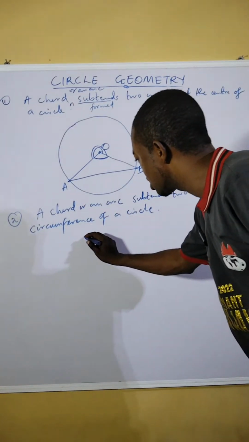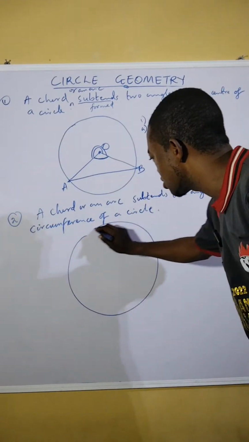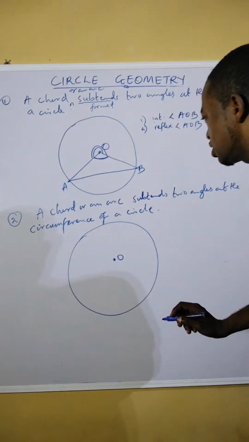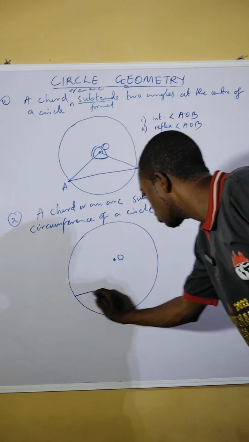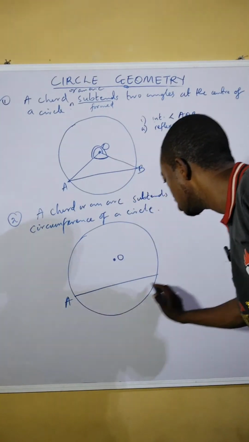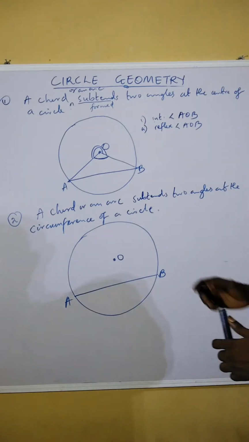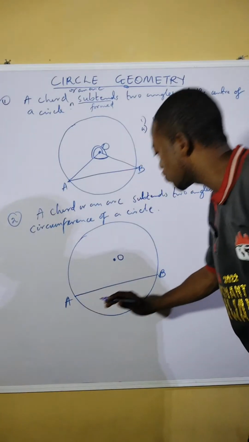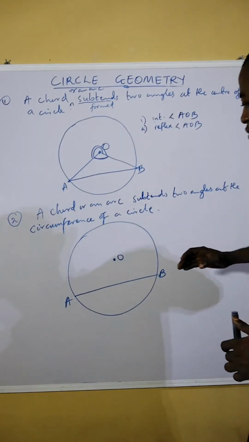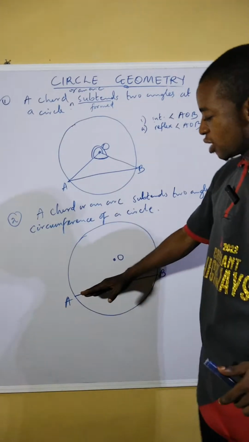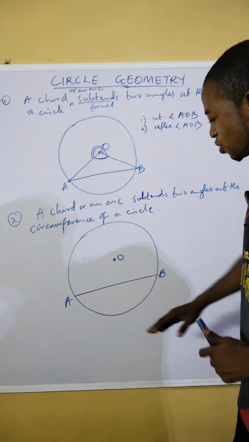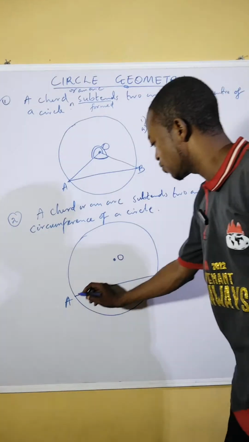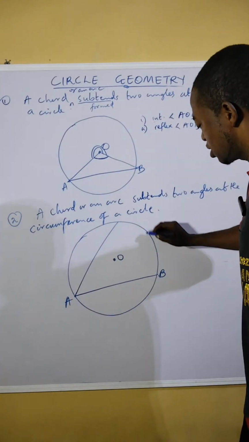Now, when we have it in the diagram like this, we can see what we're talking about. We have a circle with center O, and let's make use of a chord. So we have this chord, we call it chord AB. Then this chord here subtends two angles at the circumference. First, it can form one at the major segment, because this chord has divided the circle into two segments. We have the minor segment here and the major segment here, right? And this chord now forms this angle here at the major segment.